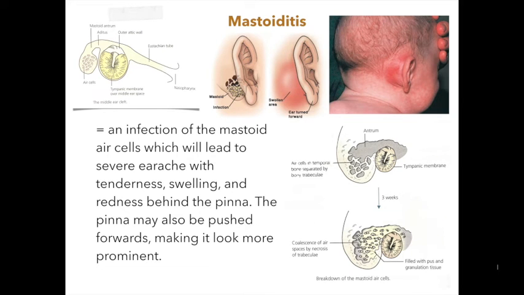So mastoiditis is our next complication. It's an infection of the mastoid air cells, which will lead to severe earache with tenderness, swelling, and redness behind the pinna. And the pinna may look as though it's been pushed forward, making it look more prominent. It's good to look at the non-affected ear for comparison. In true mastoiditis, you can often see a difference.